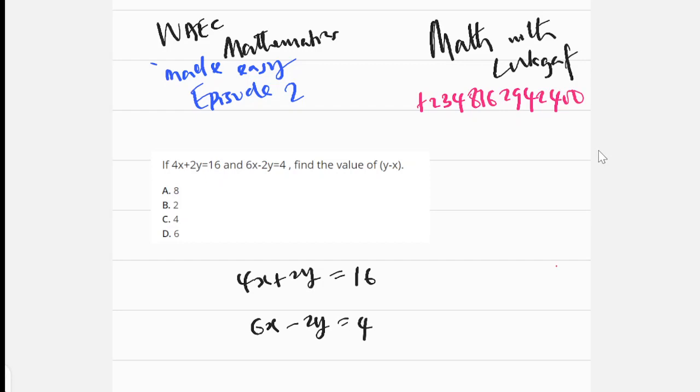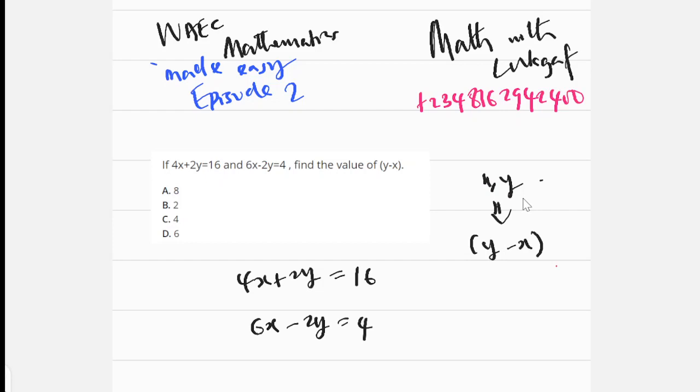The question asks us to not only find the values of x and y, but to find the difference after finding them. You understand now? That is, we have to find the coordinates x, y, and then after finding them, we have to find the value of y minus x.